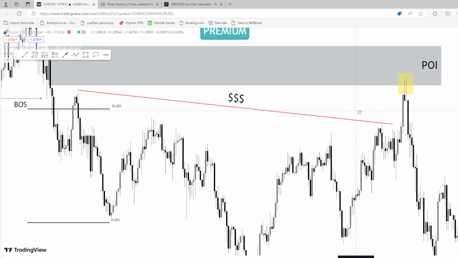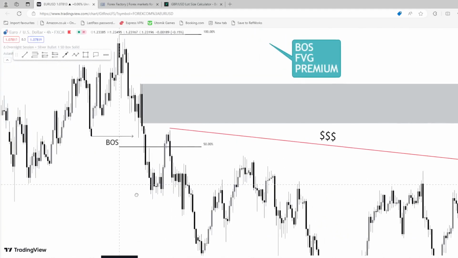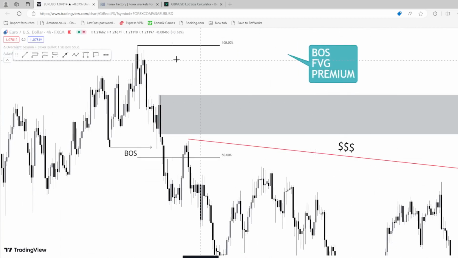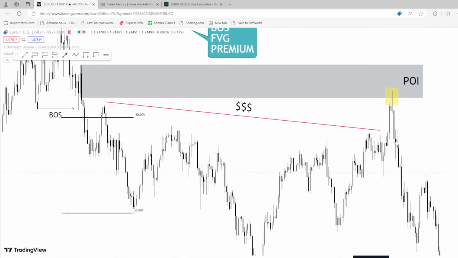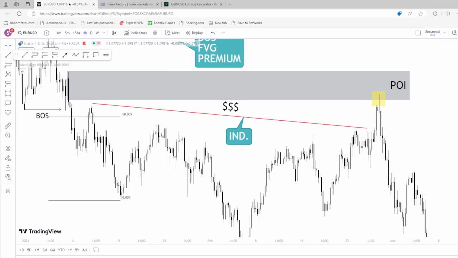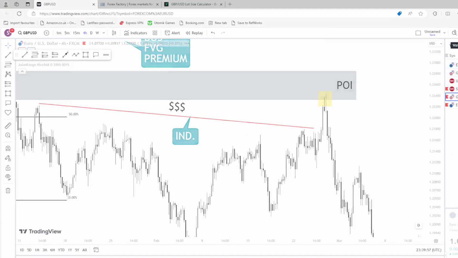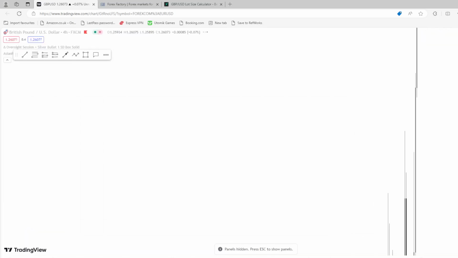This is what makes this POI such a high probability, right? It meets all of our requirements. It breaks structure. It leaves a fair value gap. It's priced in the premium and we see it generate a huge amount of liquidity before it gets respected. This is inducement, everyone. This here is inducement, IND. Okay, so that is a bearish POI, a high probability bearish POI. So the same thing applies when it comes to bullish POI, we just flip the ideology on its head.